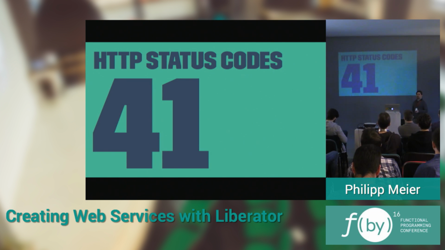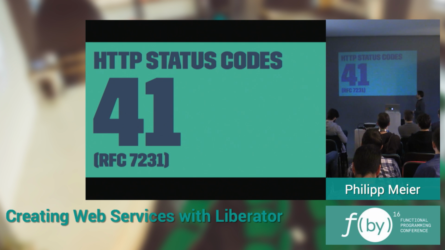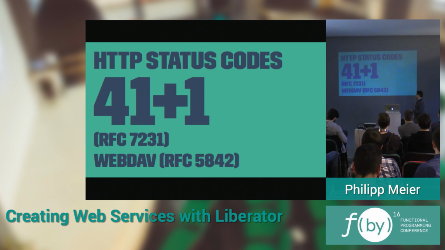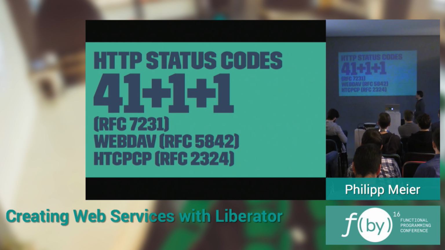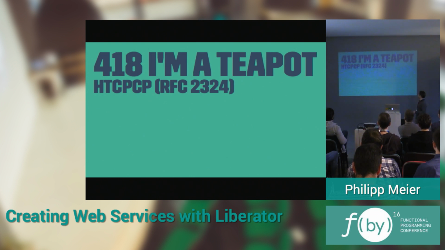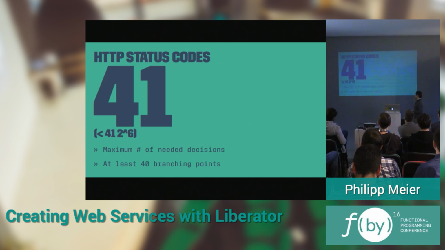HTTP status codes, 41 in total, according to this RFC. Well, WebDAV adds another one, which is quite useful. And there's HTCPCP, the Hypertext Coffee Pot Control Protocol, which adds 418 I'm a teapot, which is quite important. So 41 status codes means this is below 2 to the power of 6. This is the maximum number of needed decisions. If you want to support all of those 41 status codes, you need to make at least 40 binary decisions.